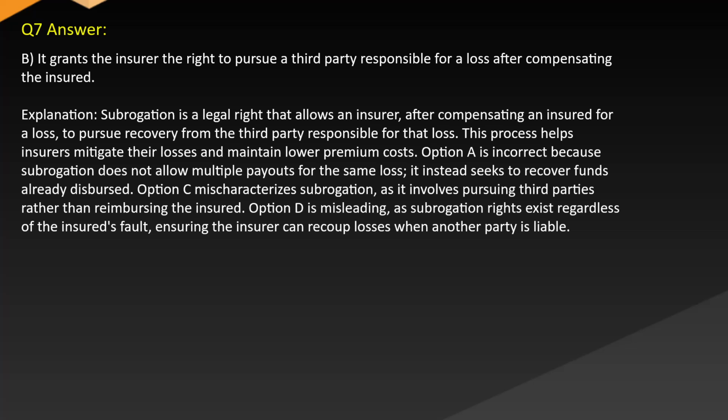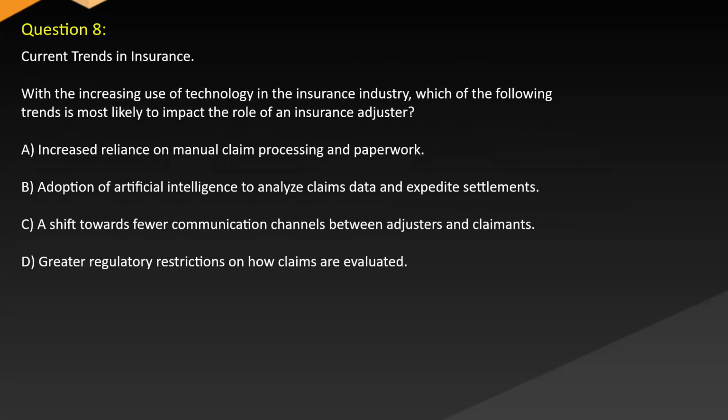Option A is incorrect because subrogation does not allow multiple payouts for the same loss. It instead seeks to recover funds already disbursed. Option C mischaracterizes subrogation, as it involves pursuing third parties rather than reimbursing the insured. Option D is misleading, as subrogation rights exist regardless of the insured's fault, ensuring the insurer can recoup losses when another party is liable.